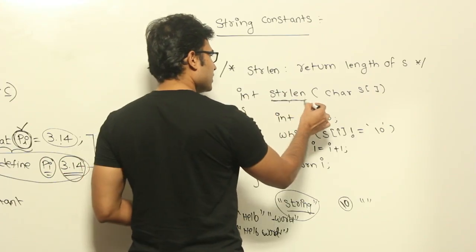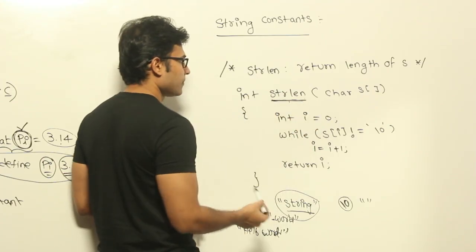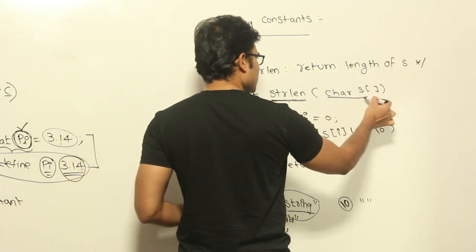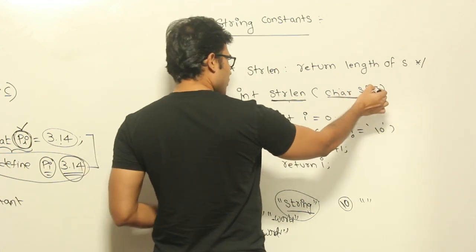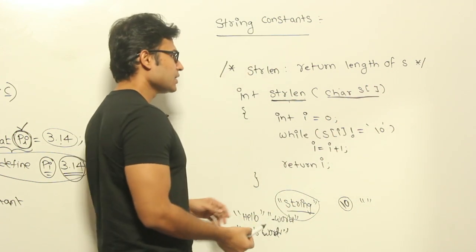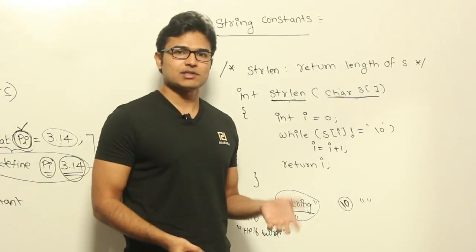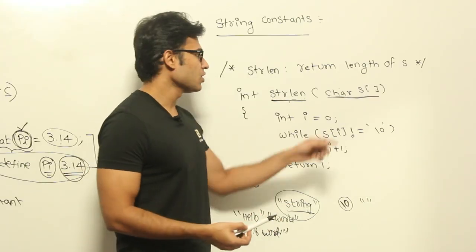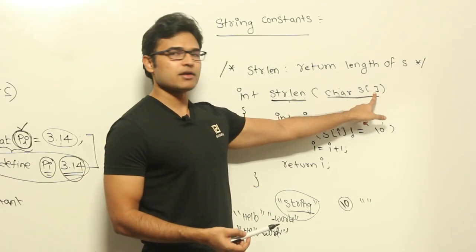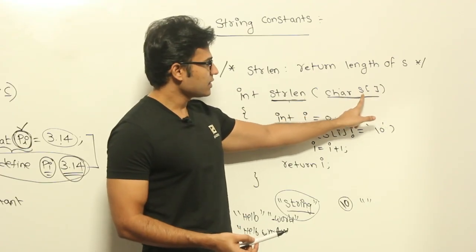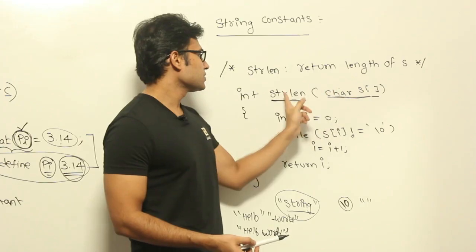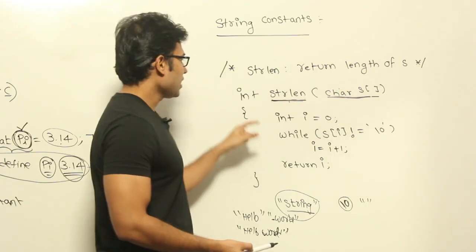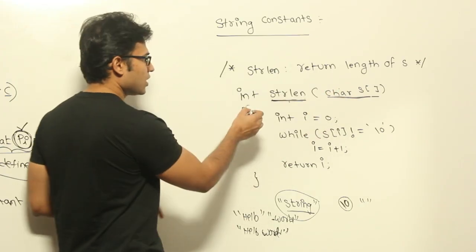So string length is the name of the function, and it is taking something as an argument. And what is the type of this argument? Character. We'll talk about this in detail later. So if you can understand it now, just understand it. Otherwise we'll get into what this symbol is later. This is an array, right? So it means that s is a character array that is being passed to this particular function as an argument, and the function is going to return int. So this is called the return type.